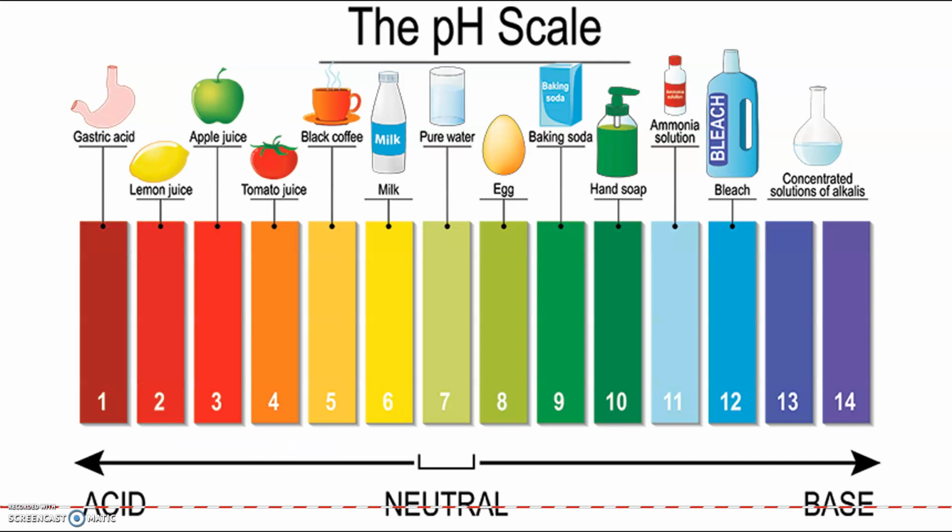This is an example of the pH scale. A pH of 1 is gastric acid. A pH of 7 is pure water. And a pH of 14 is a concentrated solution of alkalis.